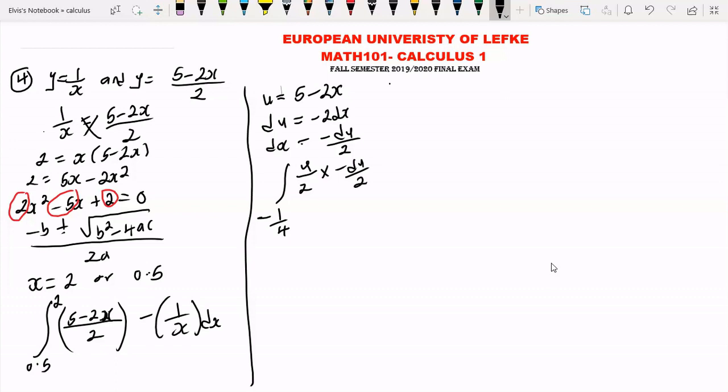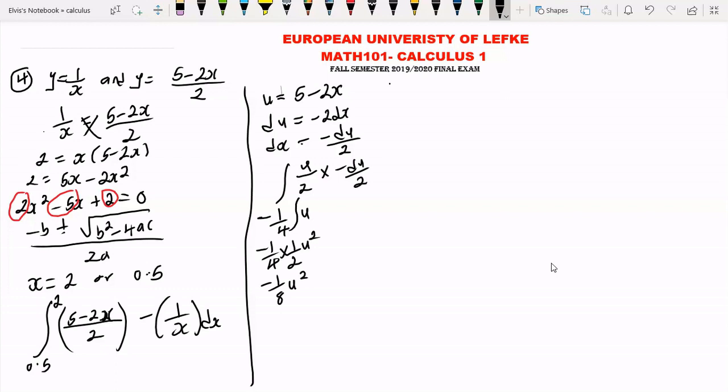So this is 1 over 4. Then multiply by the integral of u. Okay? So, guys, what is the integral of u? The integral of u is 1 over 2 multiply u raised to the power of 2. So this is 1 over 4 multiply 1 over 2, then multiply u raised to the power of 2. So, guys, this is for the first integral, right? So this is for the first value. So this is going to be negative 1 over 8, then multiply u raised to the power of 2.